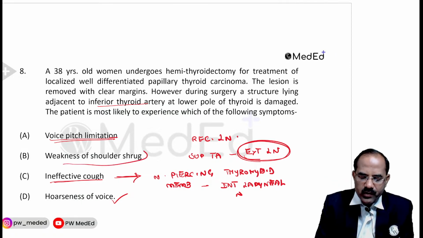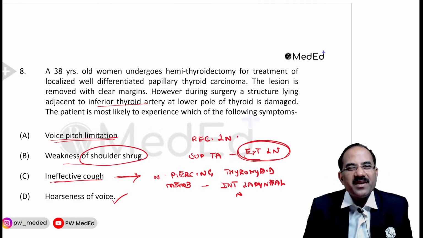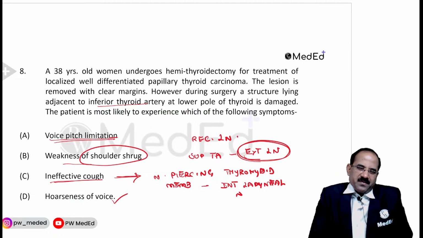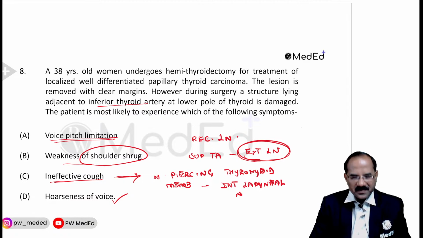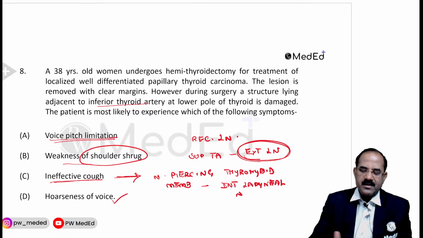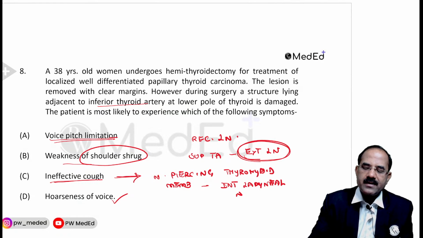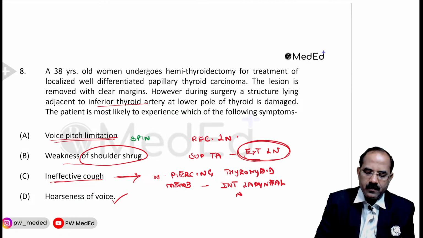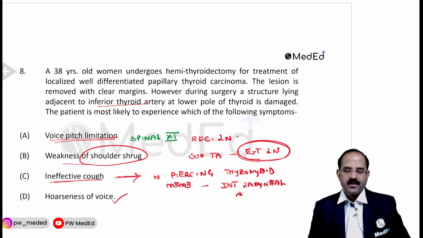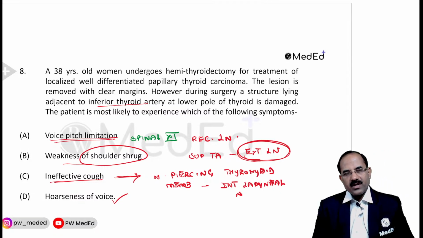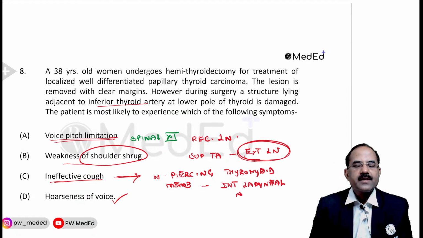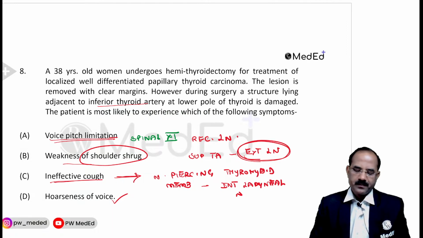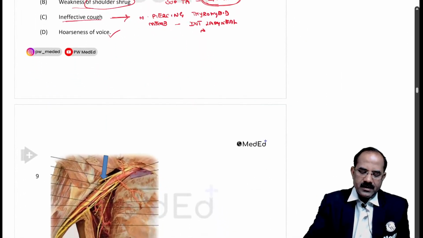And students, weakness of shoulder shrug: which is the muscle that helps to shrug the shoulders? That's the trapezius. And which is the nerve which supplies the trapezius? That's the spinal accessory nerve. So weakness of shoulder shrug is due to spinal accessory nerve involvement. Is this clear to all of you students? Okay, perfect. See the next MCQ.